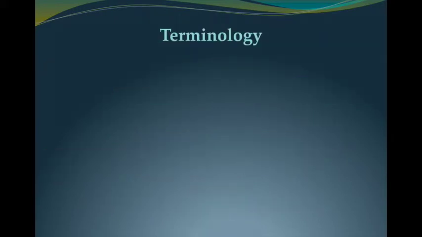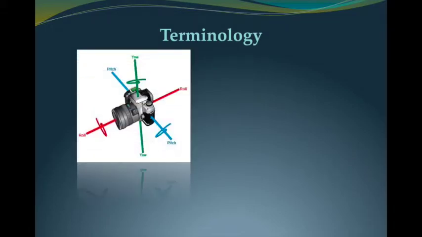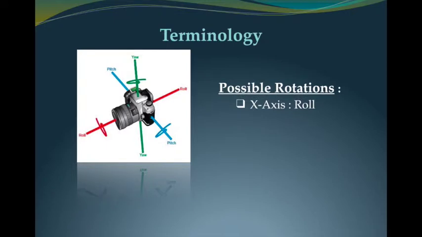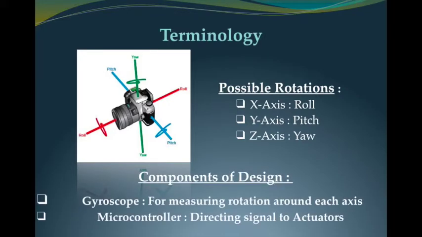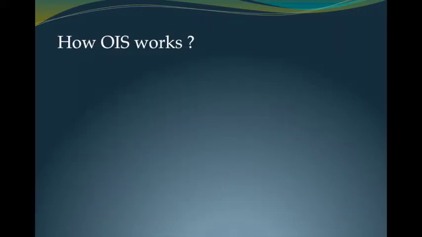Before we understand the mechanism of correcting image blurring, I will introduce you to some common terminologies which will be used frequently. X-axis rotation is known as roll, Y-axis rotation is known as pitch, and Z-axis rotation is known as yaw. Now let's see the components used in OIS technology: gyroscope, microcontroller, and actuators.